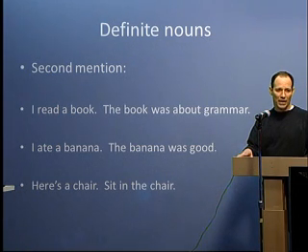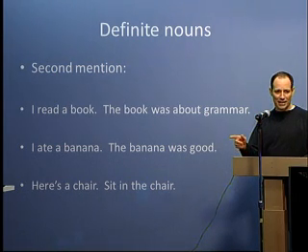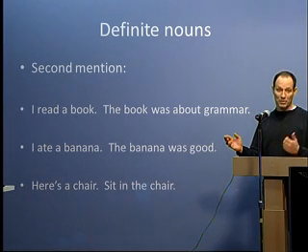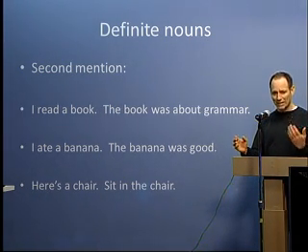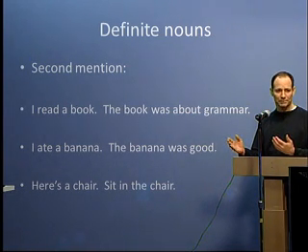For example, I read a book. In the first sentence, I read a book. That's the first time I've mentioned it. And the second one, the book was about grammar. The book that I read, the one that I just mentioned. So the second mention, it becomes definite. The book was about grammar.